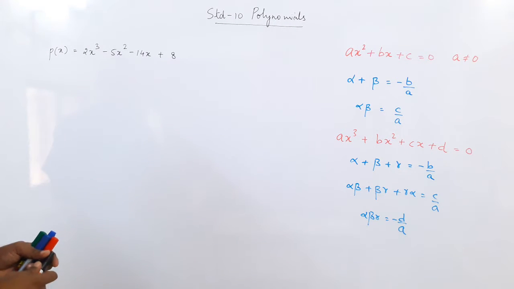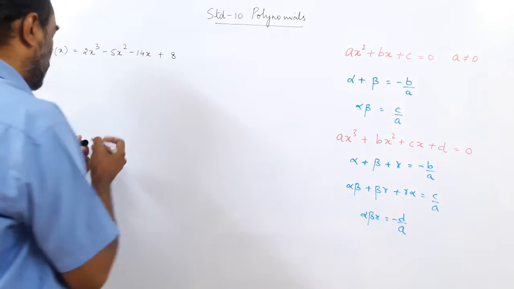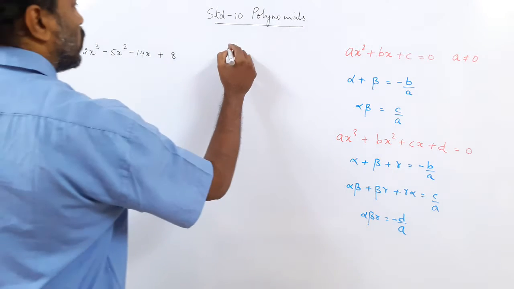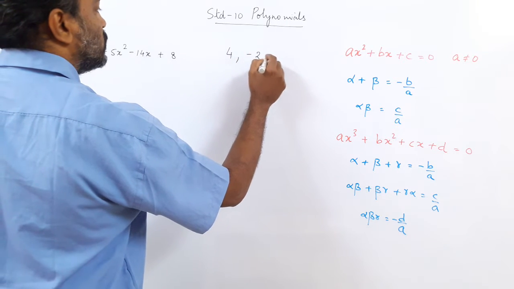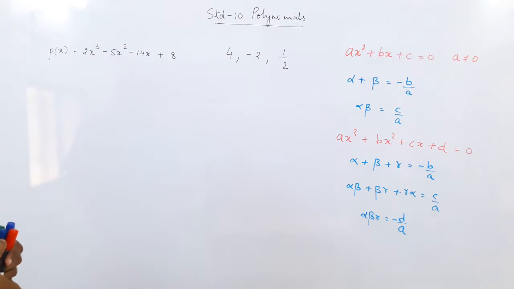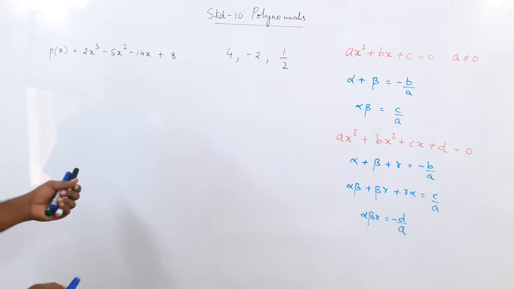So here you will see that the roots we are getting will be, we have to check out which are the roots possible here. The possible roots are 4, minus 2 and 1 upon 2. Now it is an exercise for you to find out how we got these roots. So you know how we got the roots.